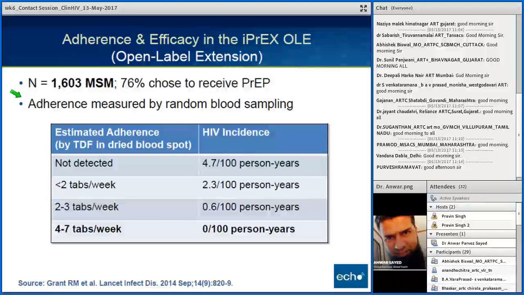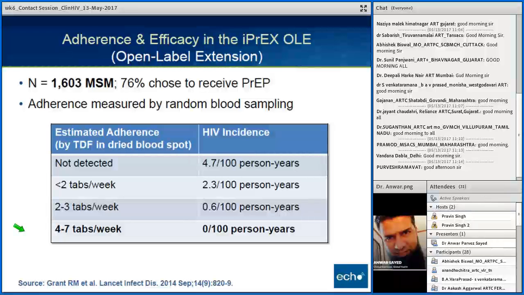Now, regarding the adherence, whether everyone has to take it every day, or it is okay if someone is taking these pills at infrequent timings also. So in this study, iPrEX OLE, which enrolled 1600 plus MSM, where 76% chose to receive PrEP, adherence was measured by random blood sampling, where on a filter paper or dried blood spot, the level of TDF was measured. It was seen that HIV incidence reduced if a person's adherence is good, and HIV incidence was again zero even if a person is taking 4 to 7 tablets per week.